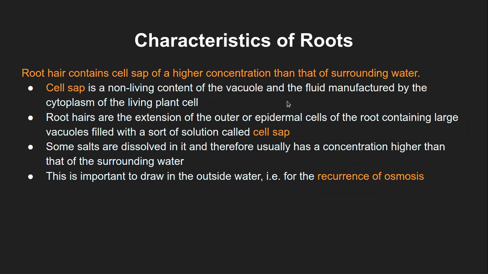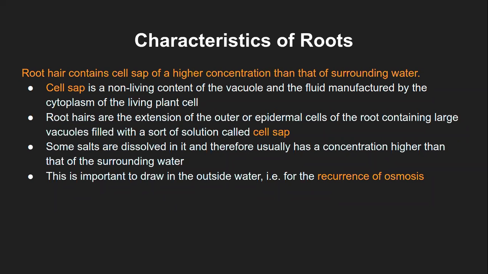Now root hairs are the extension of the outer epidermal cell. You are probably aware that the stem, root, as well as the leaf part have the outermost layer, which is called the epidermal layer. And this epidermal layer will give rise to the root hair as an extension. And they contain large vacuoles which are filled with cell sap.